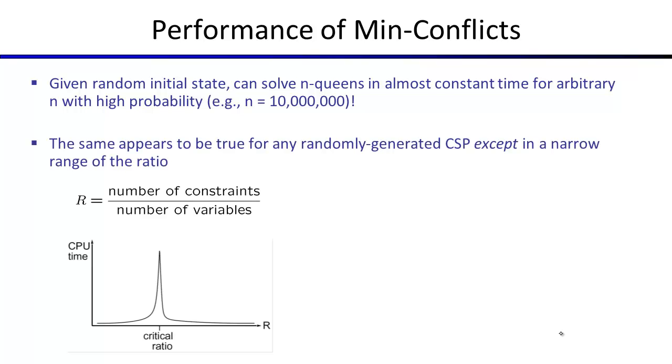Okay, and in fact, it's not just n queens. It seems to be the case that for randomly generated CSPs, meaning you choose variables and values and constraints all at random according to some approach, so if you take random CSPs that have solutions, except in a narrow range of this kind of critical ratio here, you basically solve them instantly with this min conflicts algorithm. So what's the ratio? The ratio is number of constraints to number of variables.